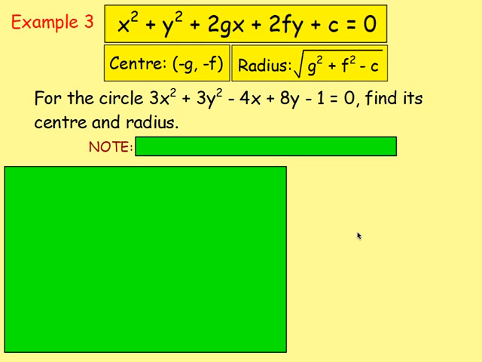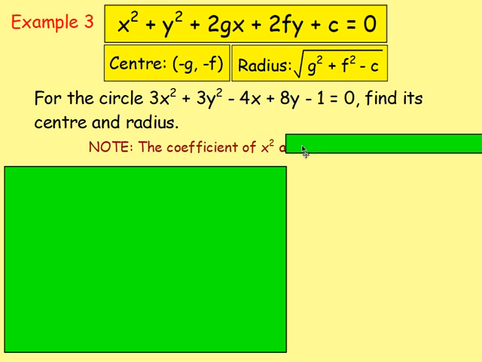Example number 3. For the circle 3x squared plus 3y squared minus 4x plus 8y, take away 1 equals 0, find its centre and radius. Mary Lou, what are you thinking straight away? Good, you have coefficients of x squared and y squared. The coefficients of x squared and y squared must be equal to 1, but in this case, they are not. So how would you get 1? What would you do? Absar.